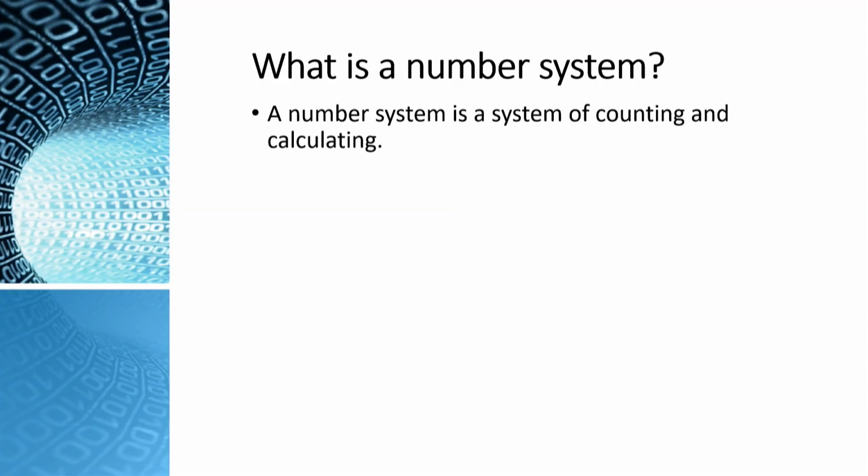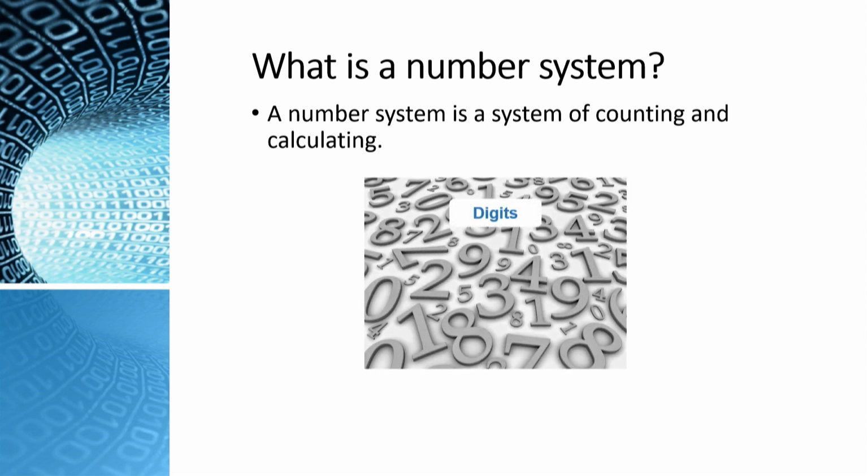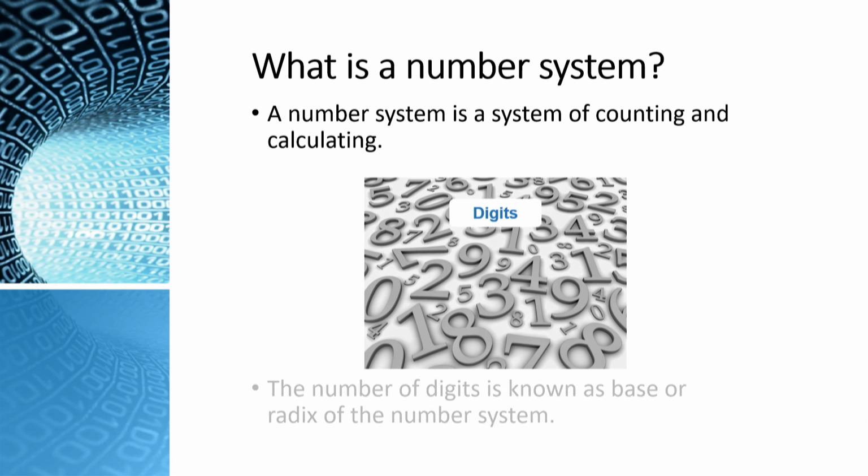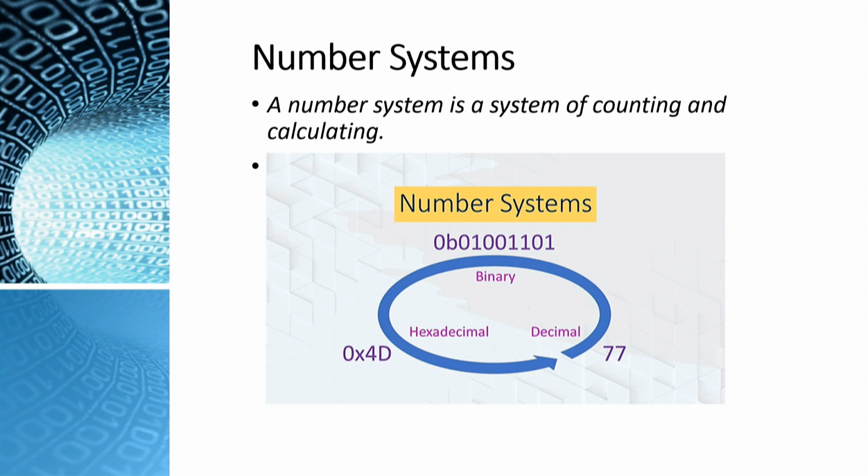A number system is a system of counting and calculating. A number system is based on some characters called digits. A number base indicates how many digits are available within a numerical system. We will study three number systems: decimal or denary number system, binary number system, and hexadecimal number system.